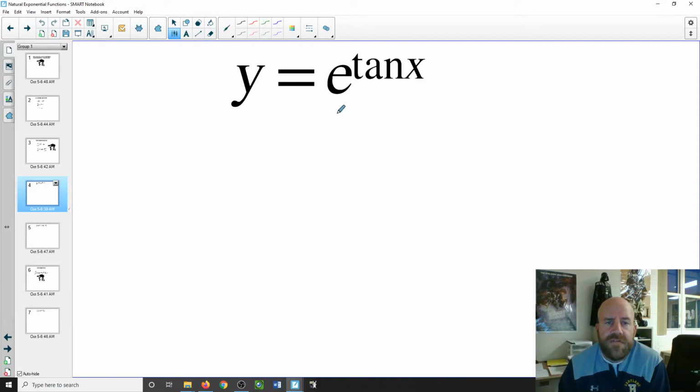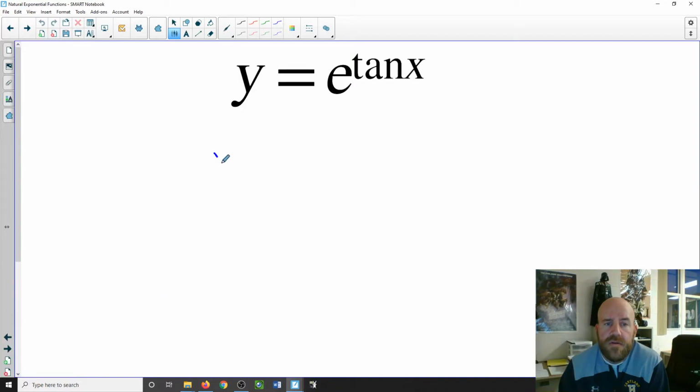So looking at our first example, we have y equals e to the tangent of x. So what we're going to want to do here is take the derivative. So we have e to the tangent of x. We just write it again. And then we take the derivative of the exponent. So the derivative of tangent is secant squared.